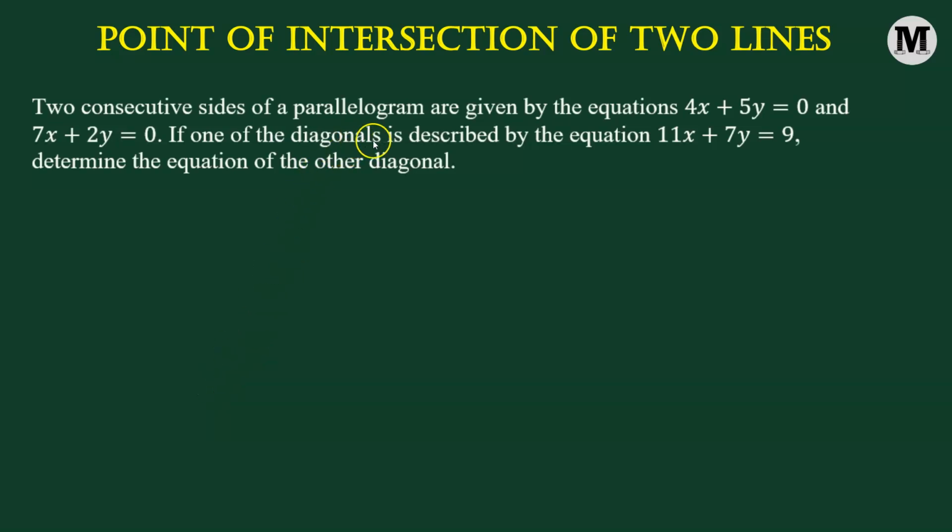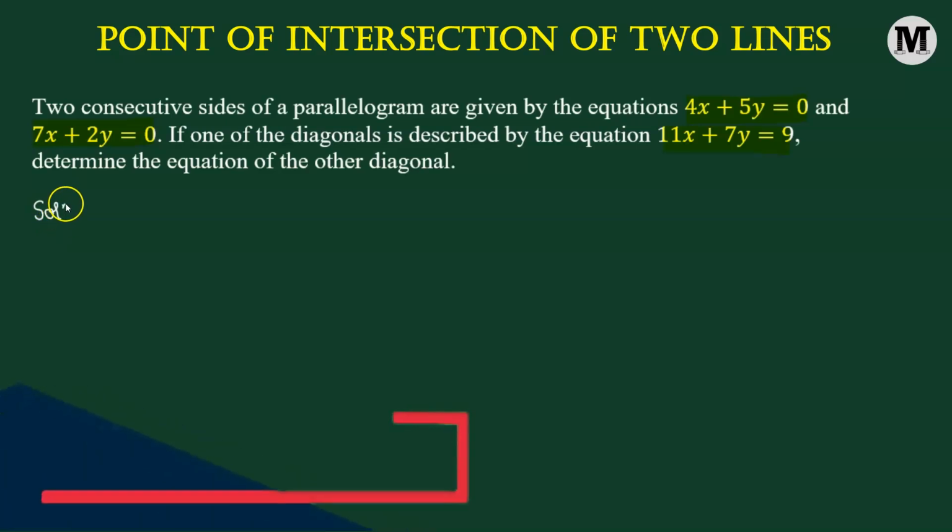The two consecutive sides of a parallelogram are given by the equations 4x + 5y = 0 and 7x + 2y = 0. If one of the diagonals is described by the equation 11x + 7y = 9, determine the equation of the other diagonal. Okay, let us begin.